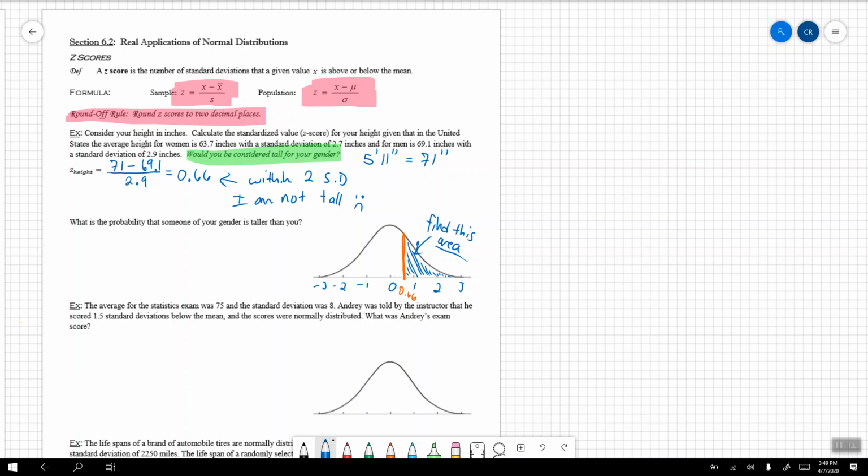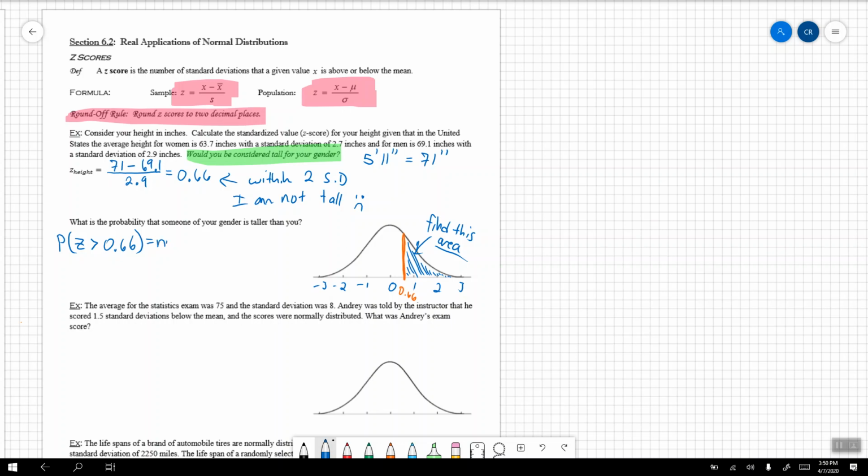That's what this question is really saying. Find that area. If you remember from last time, we were in the process of finding a probability or a z-score. I want to find the probability that somebody's z-score is larger than my z-score. Now, what does that mean for us?